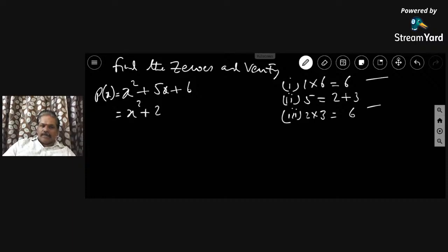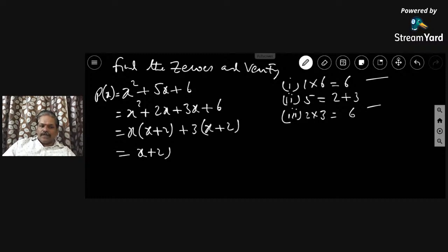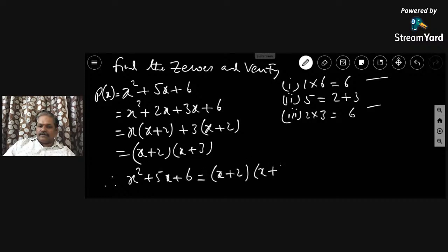x square plus 2x plus 3x plus 6. Taking x as common, x plus 2, and 3 common, x plus 2. So x plus 2 into x plus 3. Therefore x square plus 5x plus 6, its factors are x plus 2 and x plus 3.